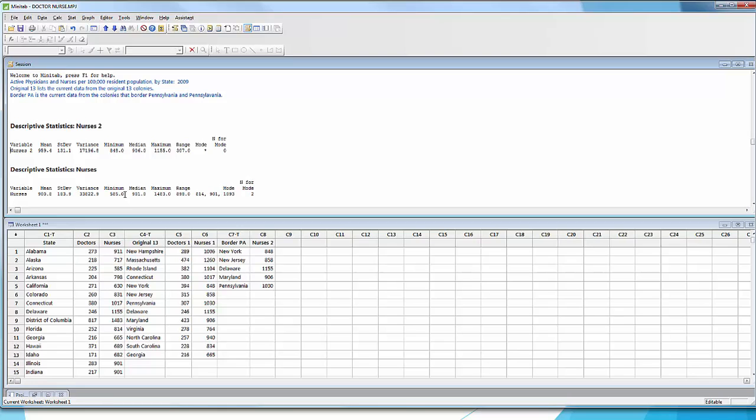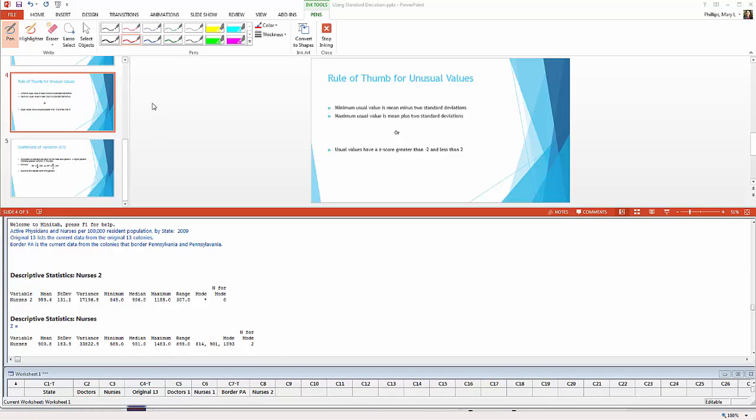In order to do that, I'm going to use the z-score formula. In order to find the z-score, I'm going to use my formula z equals the piece of data, and we're going to do the minimum, 585, subtract the mean, and the mean we had as 900.8, and divide by the standard deviation, which is given to us as 183.9.